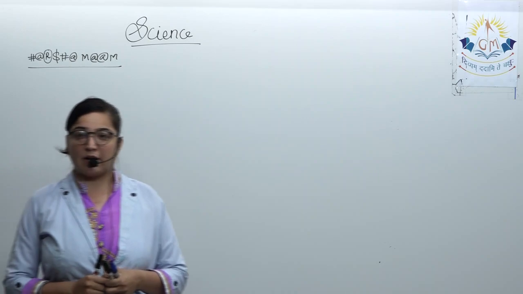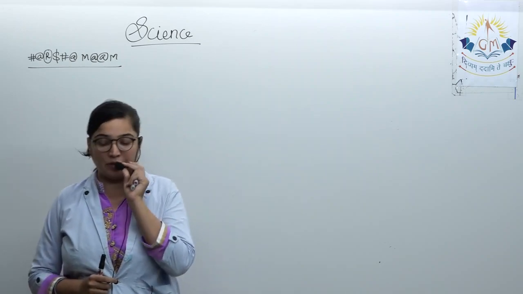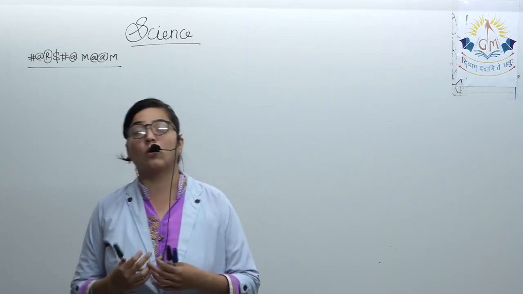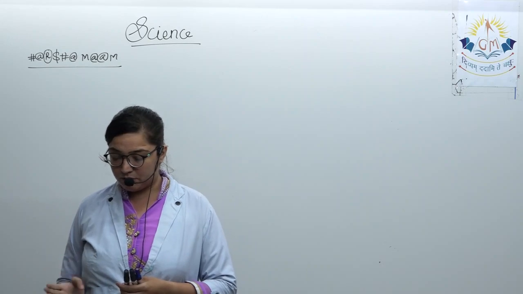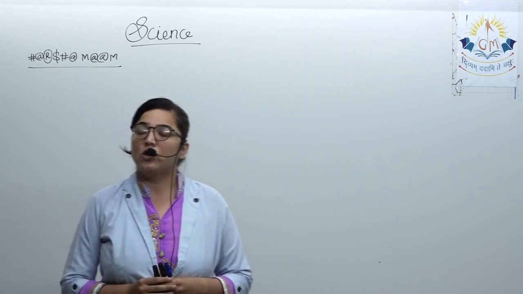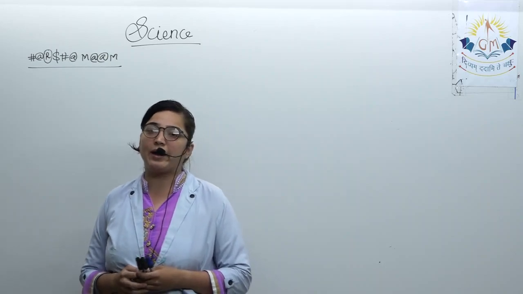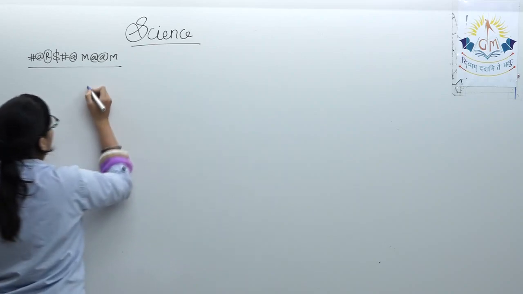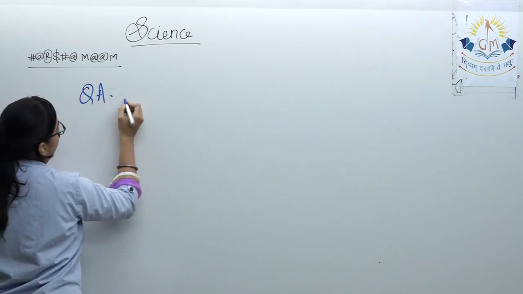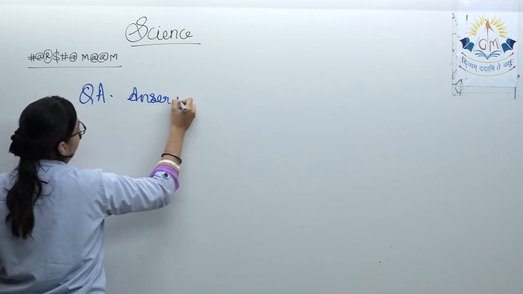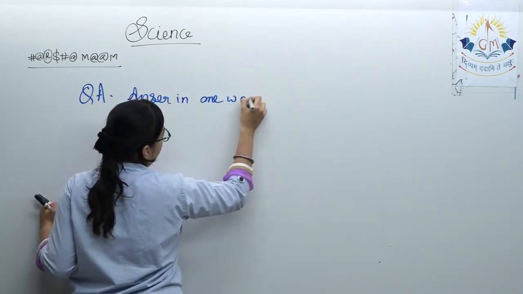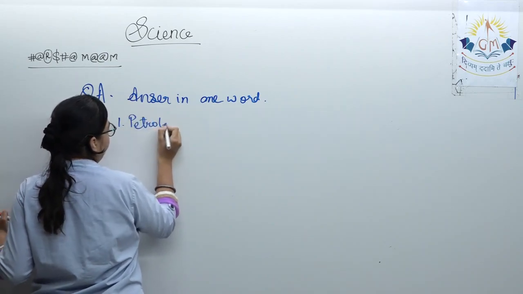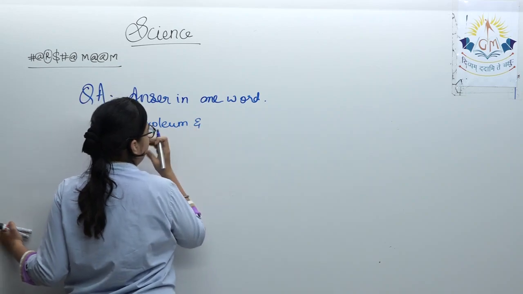Lithosphere, which is the land from which we are getting various components. Now, they have asked us about two non-coal materials. So, those minerals which are not coal. In that, we can add petroleum and natural gas. Question A, answer in one word. And that first answer is petroleum and natural gas.